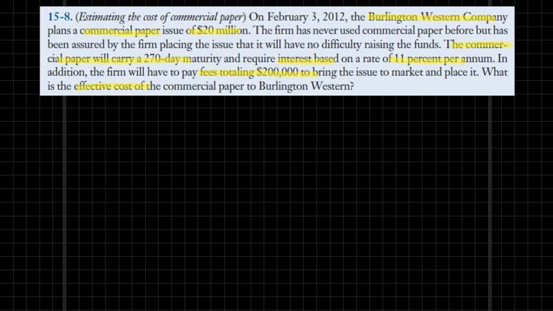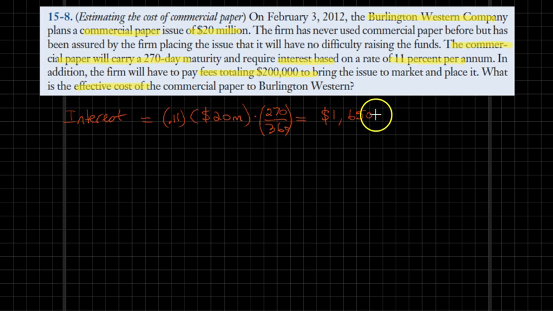As usual, we can go ahead and first calculate the interest expense associated with this issue. The interest rate is 11%. And we are issuing $20 million worth of commercial paper. We are borrowing effectively for 270 days out of the 360 days. As a result, the interest amount totals $1,650,000.